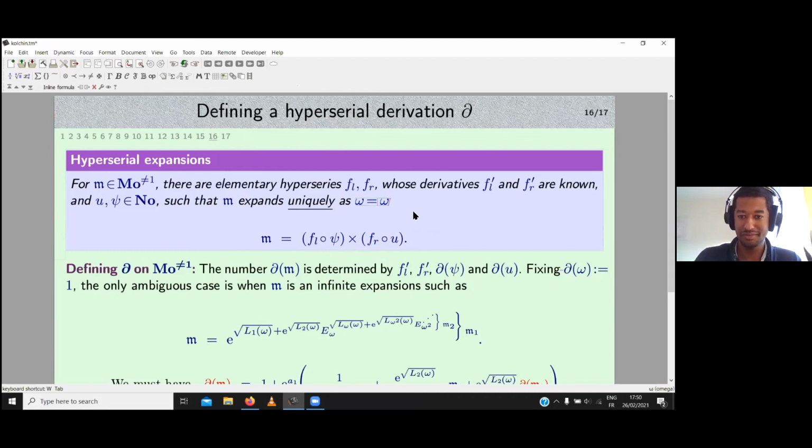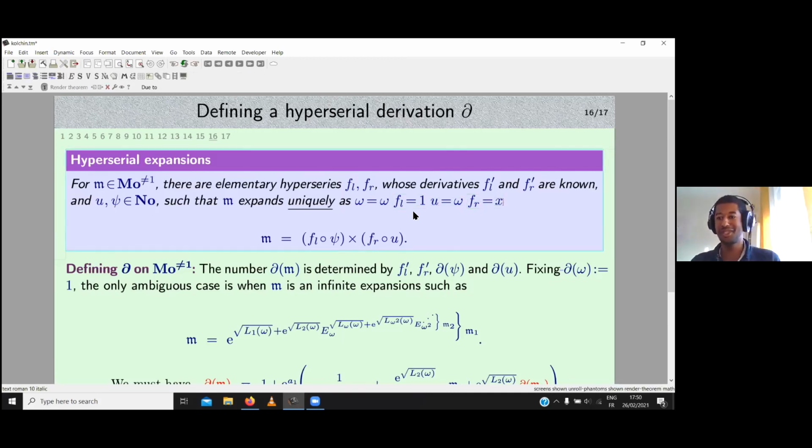So in this case, we take F_L equal to 1, I guess, and u equal to omega, and F_R equal to the identity, x. So, I see. Okay. No, thank you. Okay, I understand now. Okay, thank you. But I'd say in almost any other case besides omega, you get something simpler.